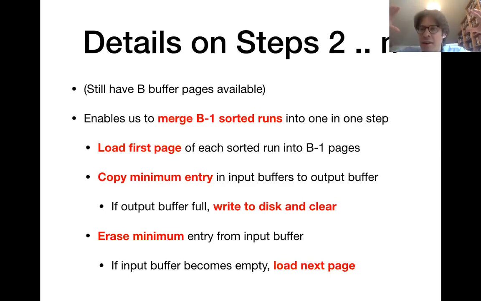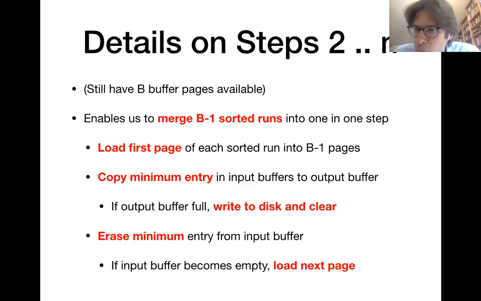Among all the data that I have in main memory, I'm identifying the minimum entry, and I'm copying that one into an output buffer and erasing it from the corresponding input buffer. The output buffer is where I'm using up my last buffer page, because I need to write things into the output buffer before I'm writing them to hard disk. Whenever the output buffer becomes full, I'm writing it back to hard disk and I clear the contents.